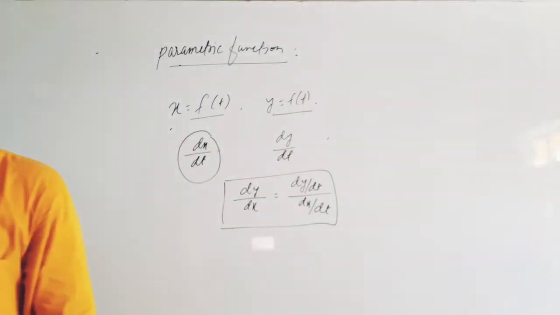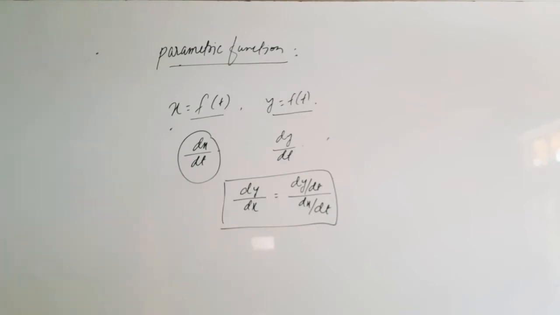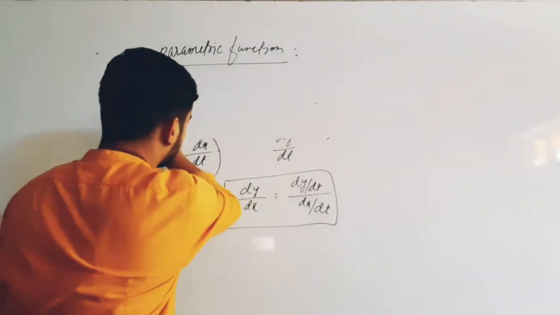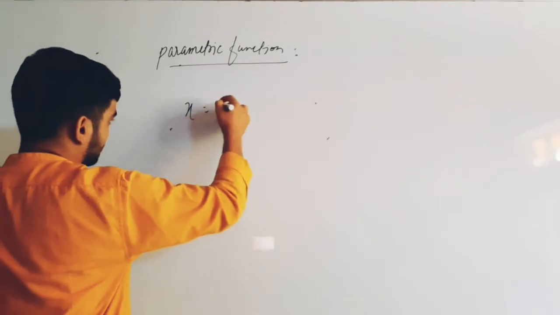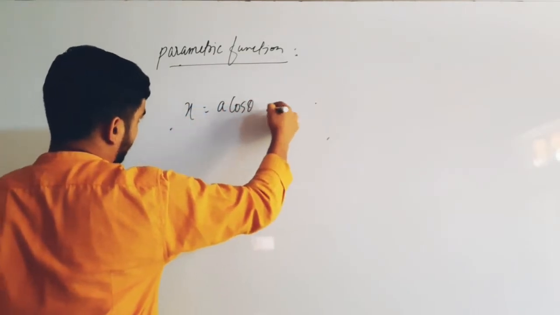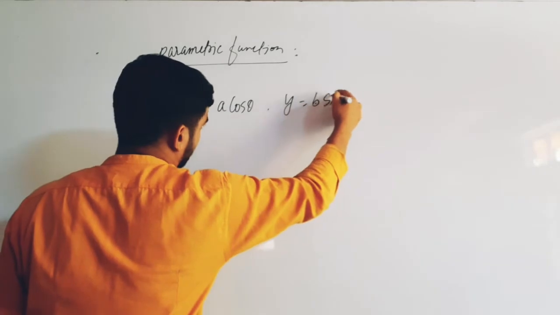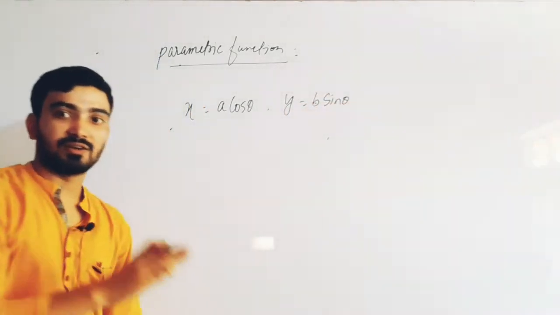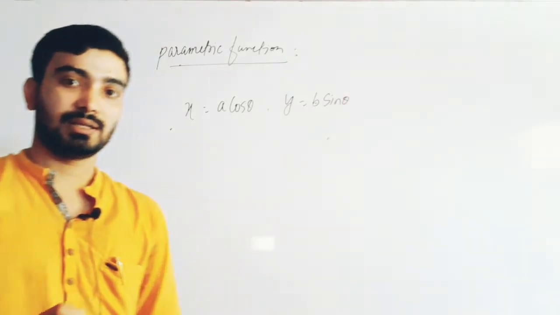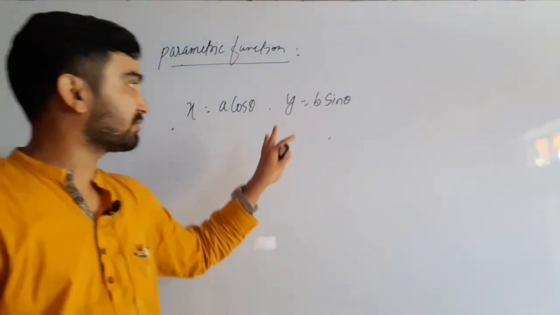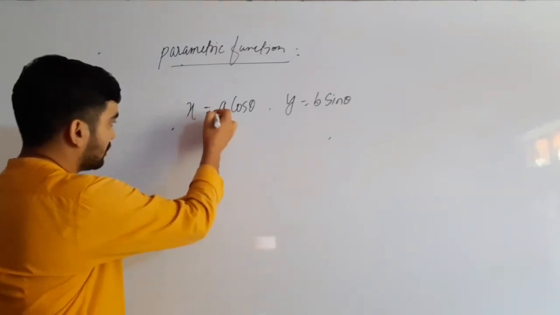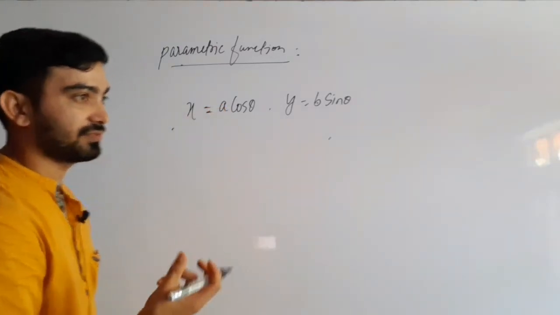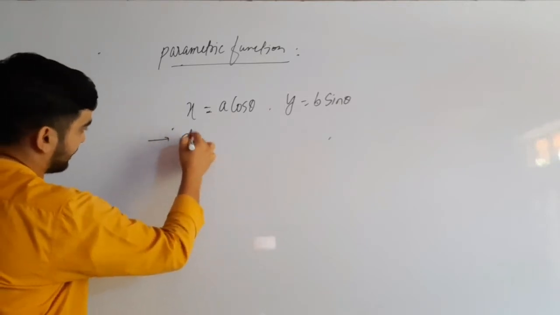The question is: find dy by dx if x equals a cos theta and y equals b sin theta. Here x is a function of theta and y is also a function of theta. So in this case, since it is a function of theta rather than t, first we need to find dx by d theta.